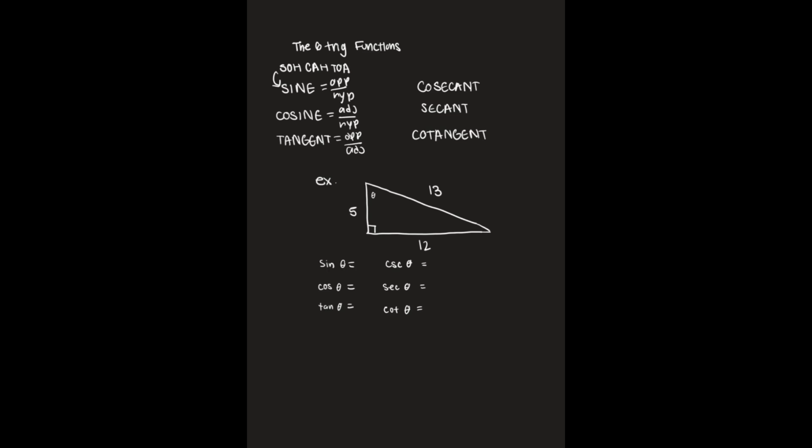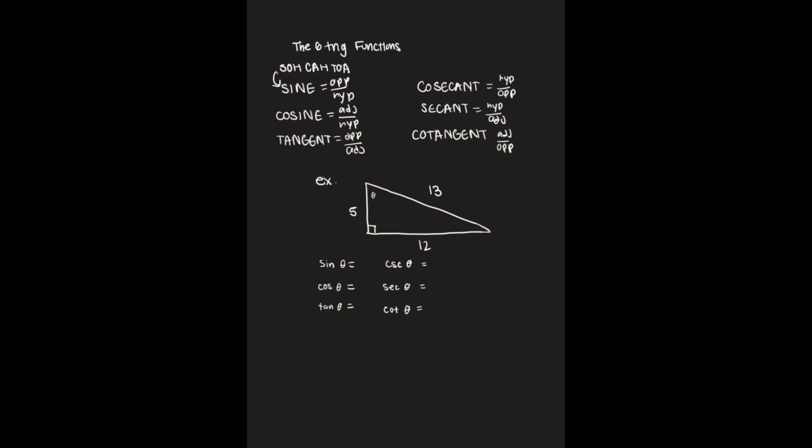Now, 3 new ones you shouldn't have learned yet, but you probably will learn in pre-calc are cosecant, secant, and cotangent. So this is basically like reversed. This is hypotenuse over opposite. This is hypotenuse over adjacent. And this is adjacent over opposite. Now let's look at a quick example.